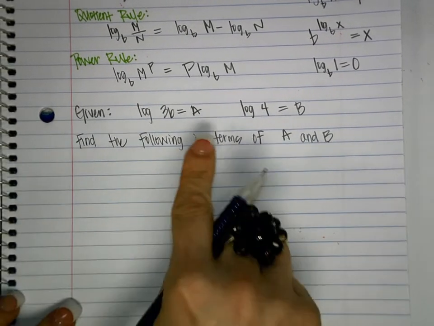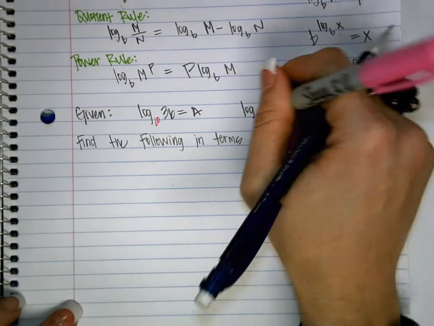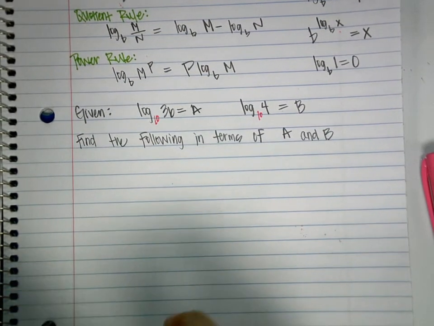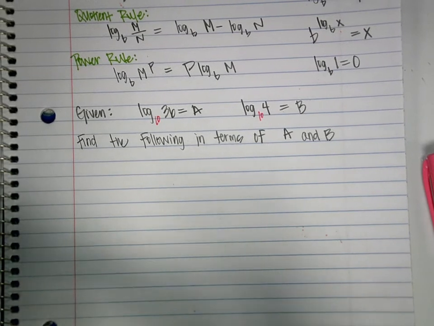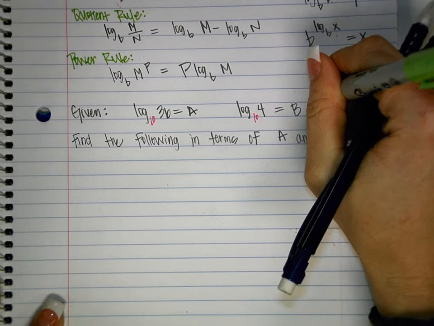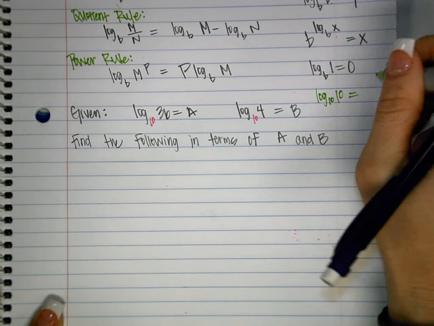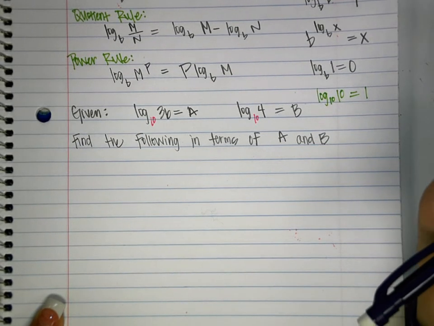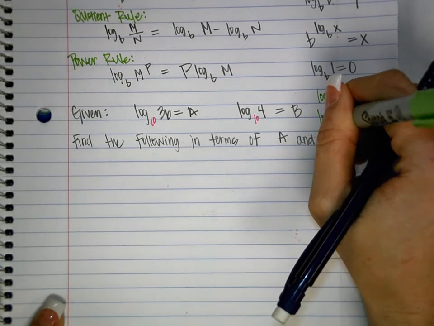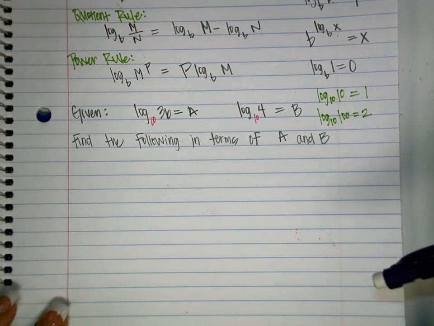First off, with what you're given, what is the base? Base 10. Are there any other base 10 logs that you already know that we didn't write down here? Do you know log base 10 of 10? It's always equal to 1, right? Do you know any other ones? Log base 10 of 100 would equal 2. We probably don't need to go to any bigger ones.